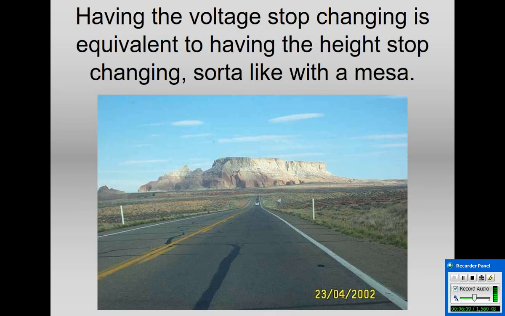If you wanted to visualize it, think of it as a mesa, which is a geographic feature in which there is a relatively flat top, like you see in the picture. The altitude changes until you get to the rim of the mesa, and at that point, the height more or less stops changing. Well, that's sort of what's happening with the charge on the surface of a conductor.